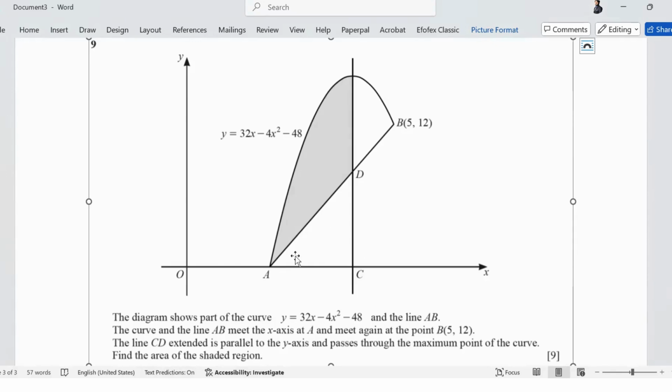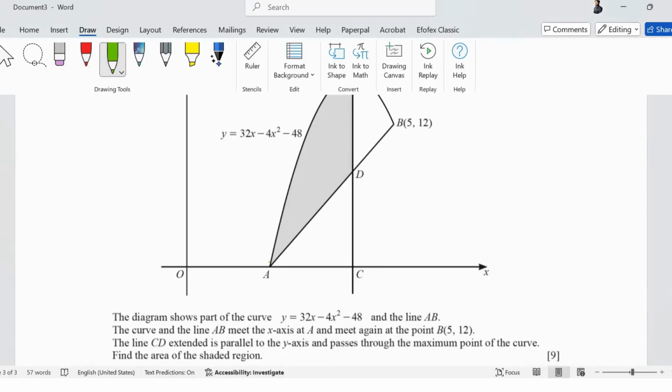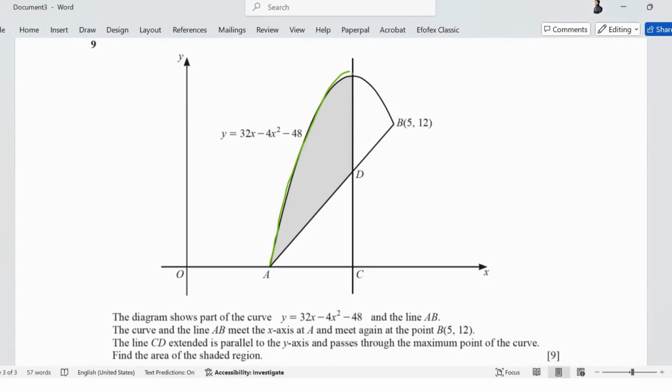In order to find the area of the shaded region, we must know the coordinates of the maximum point or the turning point. We will take the approach that we integrate the curve. This is the curve. If we integrate it with the limits of C and A, we'll get this entire area between the curve and the x-axis. And from that area, we will subtract the area of the triangle ADC. So first, we must find some coordinates.